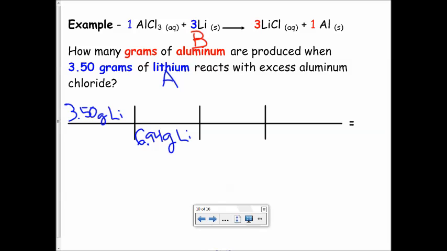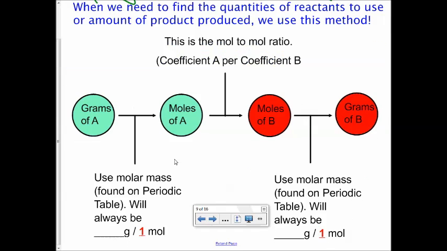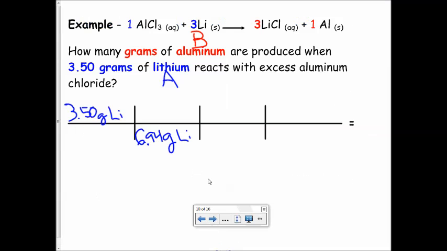grams. And what is that number equal to? What do we put on top? 1 mole. Because again, if we go back and look, it says on here, it will always be some sort of grams per 1 mole. That is our conversion. So that means that is per 1 mole of lithium.